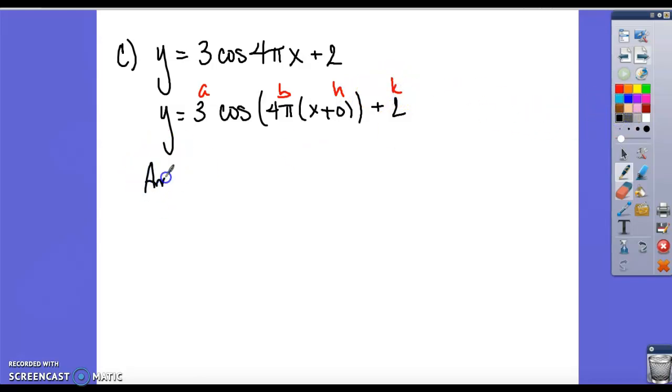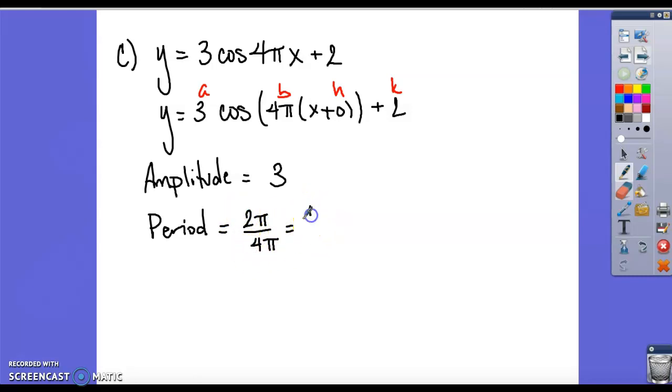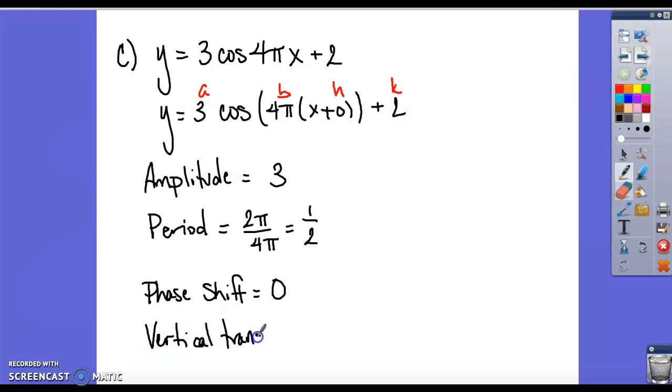So my amplitude here is the absolute value of A, so that's 3. My period is 2 pi over B, so 2 pi over 4 pi, that's 1/2. My phase shift is 0, and my vertical translation is up 2 units.